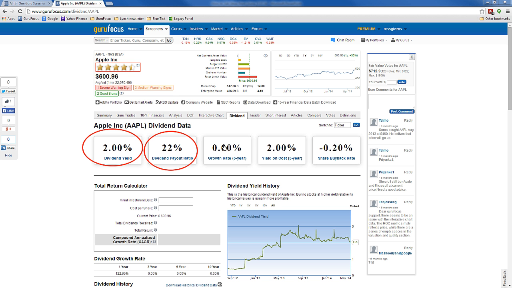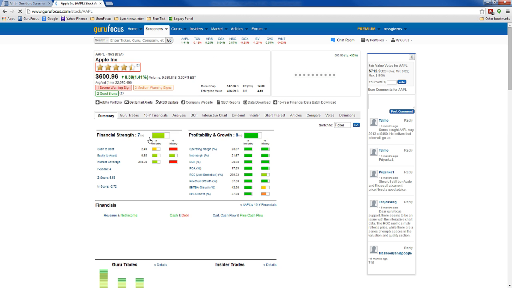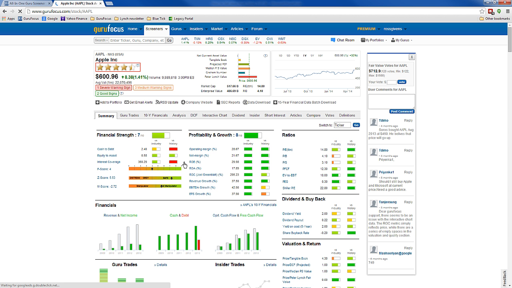It's not showing growth because they just started paying it, and they haven't begun buying shares back. But this is a company that's sitting on, what is it, $100 billion in cash overseas. I mean, they're just massive, massive amounts of money. They just generate tons of cash flow. They have very low expenses. So this is one I wouldn't worry about from a financial health point of view. And if we go to the summary tab here, we can see that financial strength is very strong, profitability and growth is very strong.